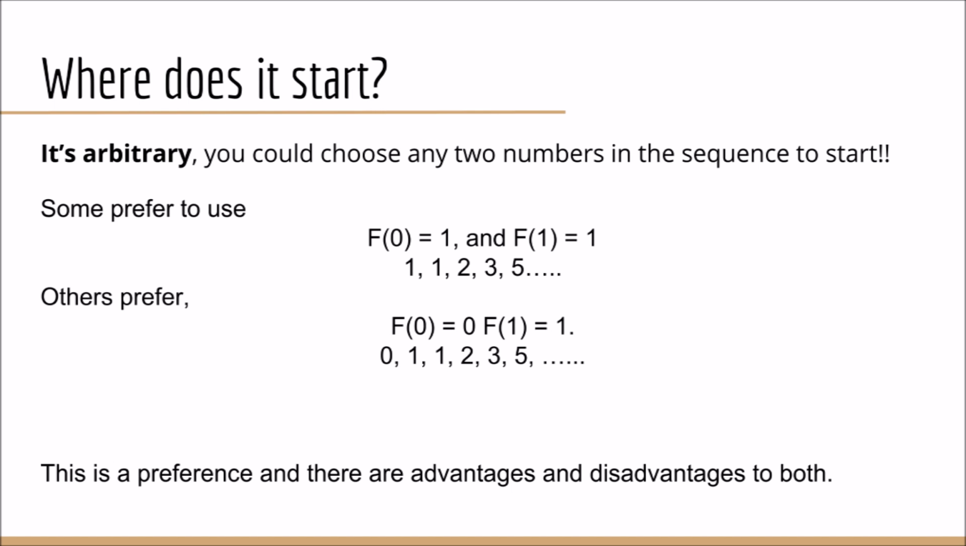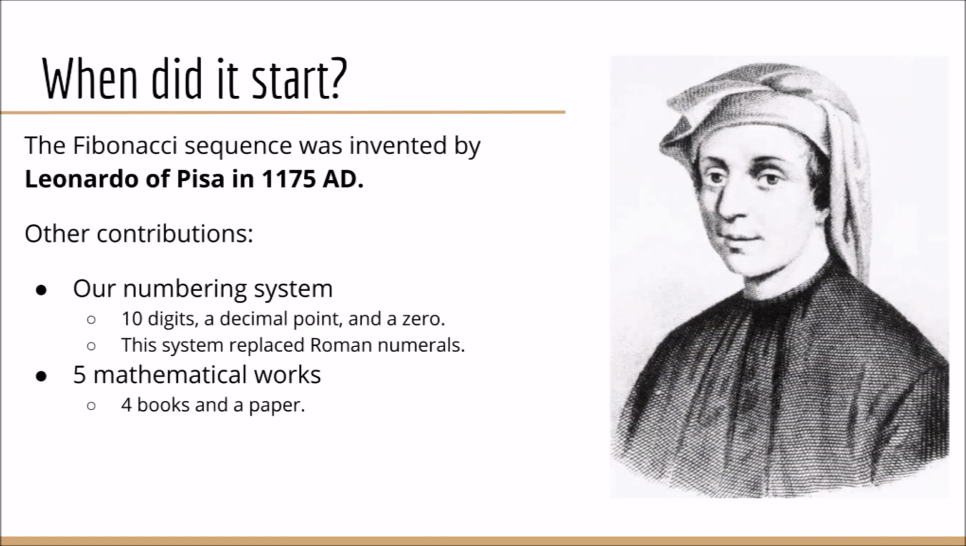When did it start? Who invented this series? Leonardo of Pisa in 1175 AD, otherwise known as Fibonacci, was the first to recognize this sequence. He was born in Italy, educated in North Africa, and was a very sophisticated mathematician during his time. The sequence was not his only contribution to mathematics, and listing all his works in history would take another presentation.